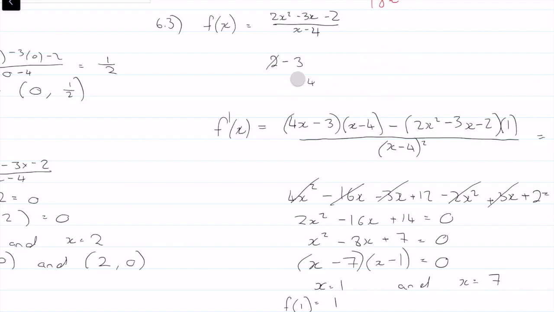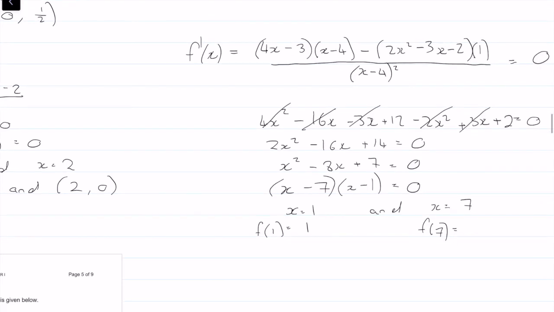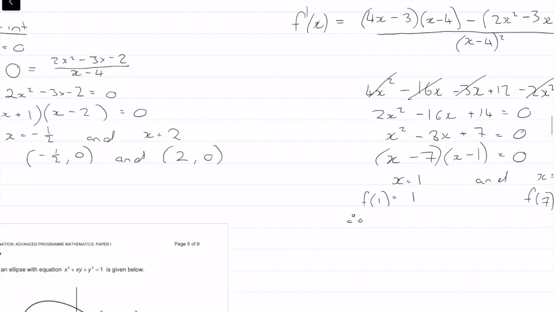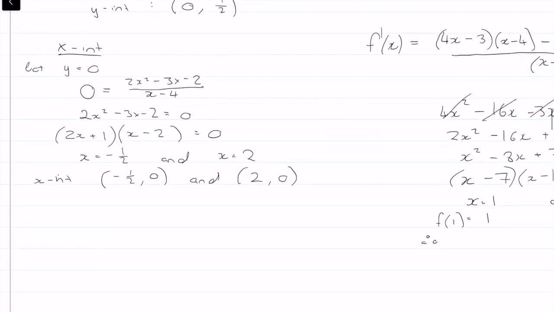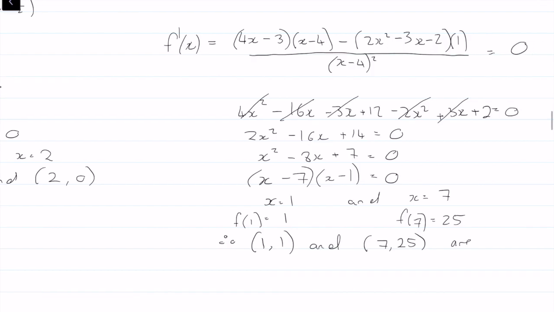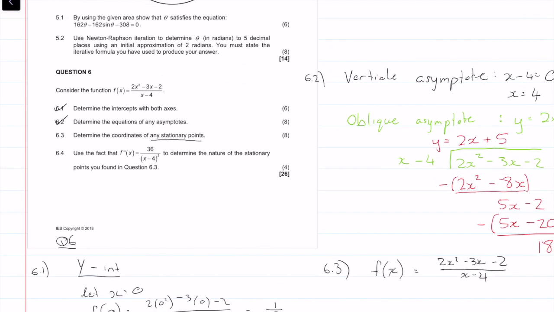Okay, so that's how you do it for that. And then f of 7 is equal to 25. Okay, therefore, let me give myself some space before I continue. So therefore, the stationary points are (1, 1) and (7, 25). Not too difficult, and we get ourselves 8 more marks.